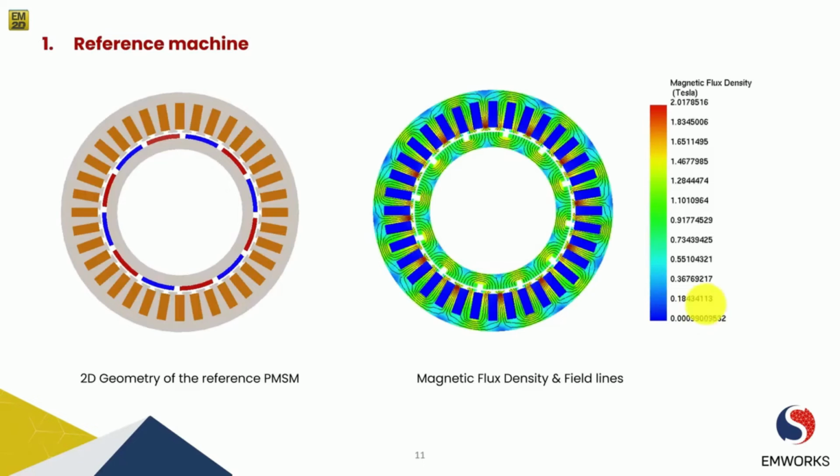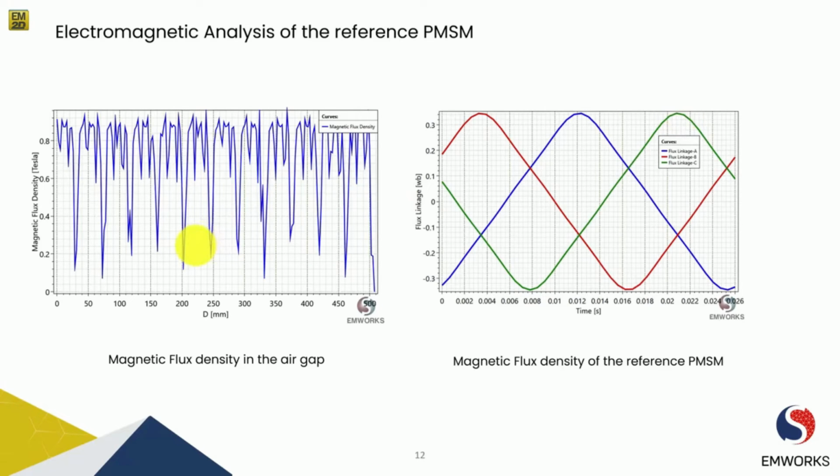So here we have our reference machine. On the left hand side you can see it's a 2D geometry, and we have computed its magnetic flux density lines. As you can see, the peak is in the stator tooth, which is around 2.01 Tesla. Next we can also see its magnetic flux density plot, and the average of the peak is around 0.8 Tesla. And next we have a magnetic flux linkage, which is around 0.34 Weber.